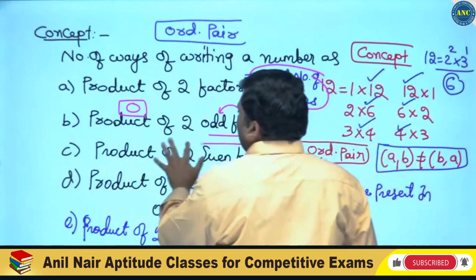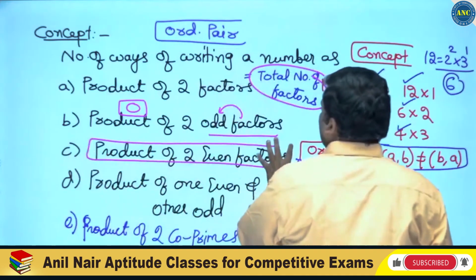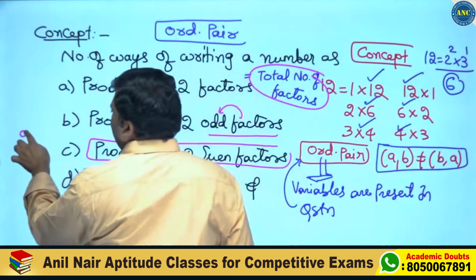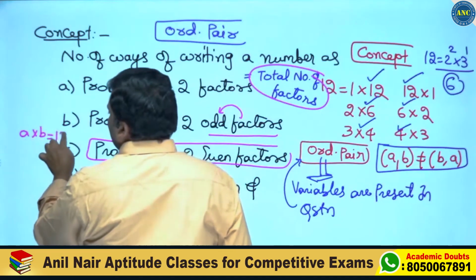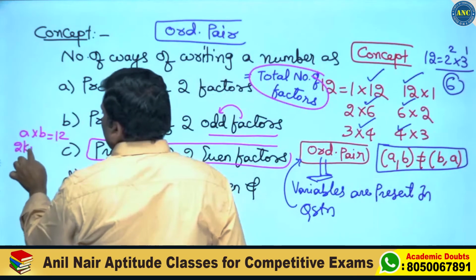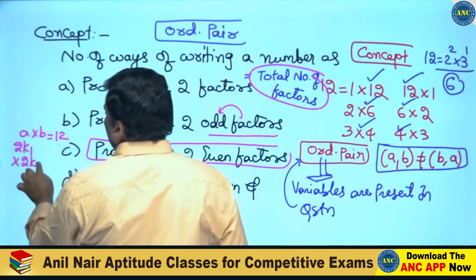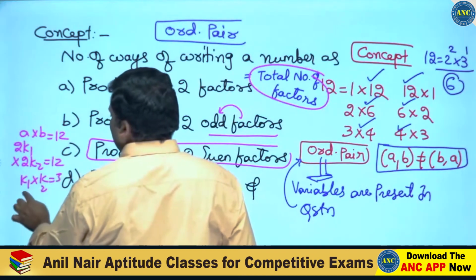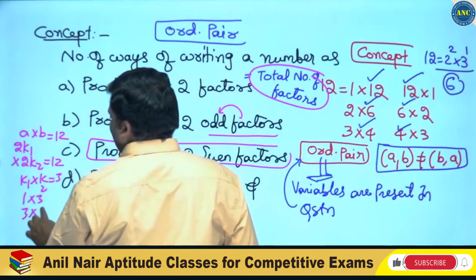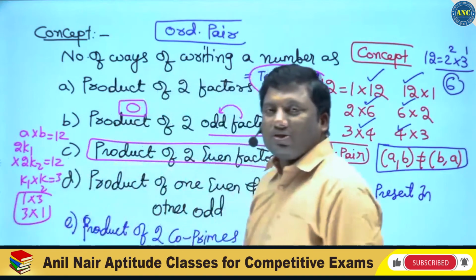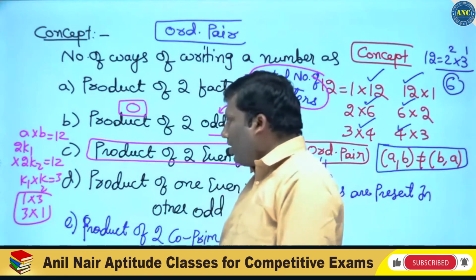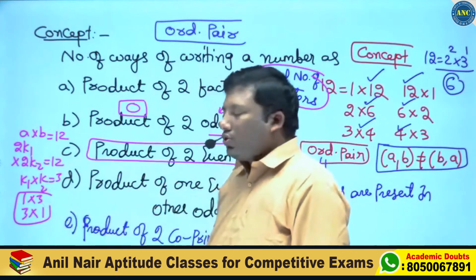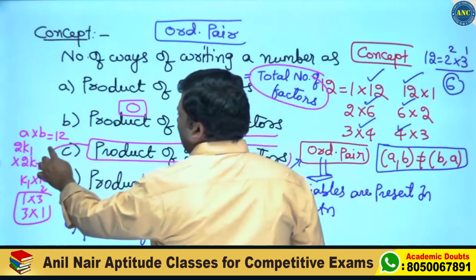Third one, product of two even factors. A into B is equivalent to 12. A is an even number, 2K1. B is an even number, 2K2. Equivalent to 12. So K1 into K2 is equivalent to 3. 3 can be written as 3 into 1 and 1 into 3. 3 means how many factors? 3 power 0, 3 power 1. 2 factors I will get. So decompose into the 2K1 into 2K2 method and then try to solve.